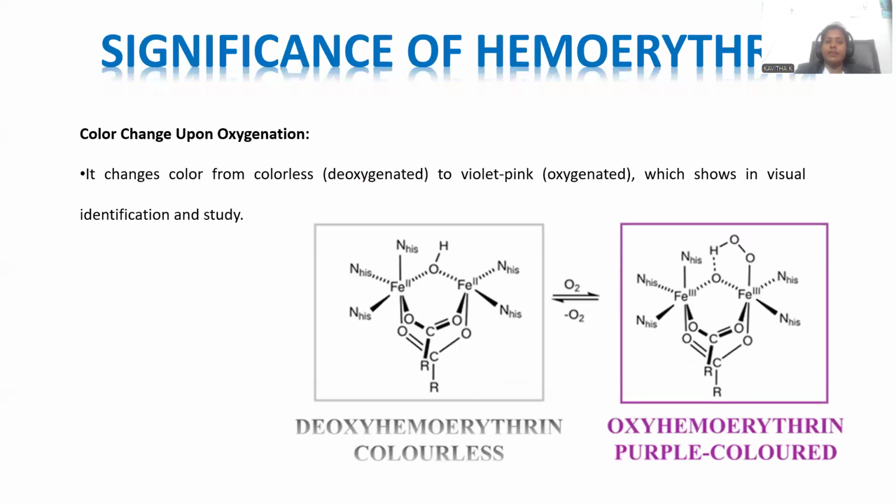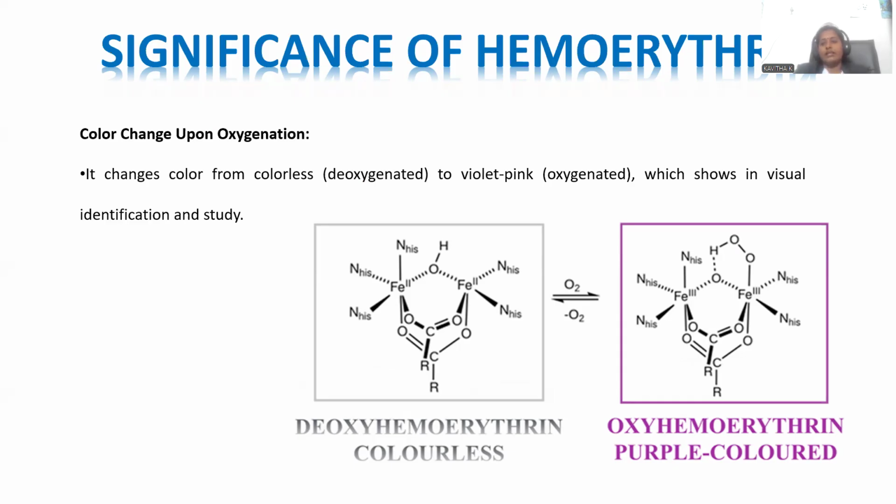Color change upon oxygenation. How is the color change noticed? Very simple. A colorless compound upon oxygenation gives rise to a pinkish purple color. That is very distinctive, giving rise to the oxygenated form.